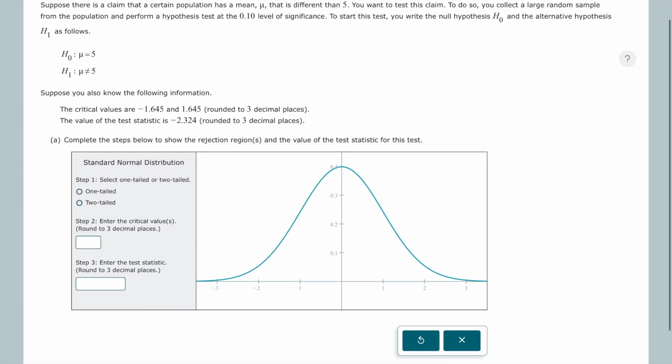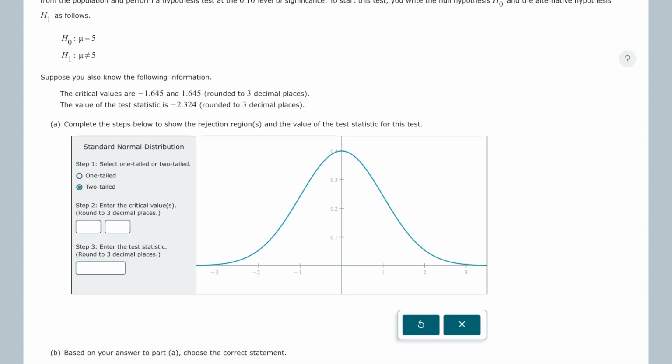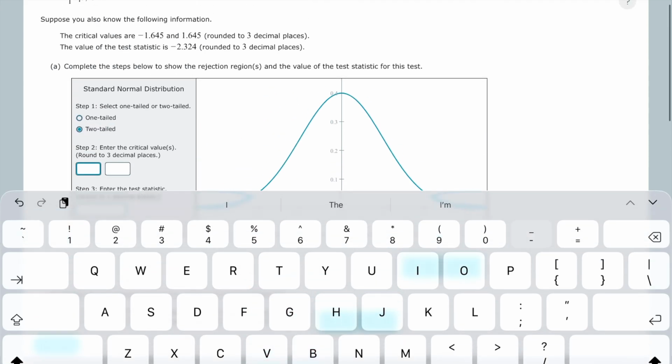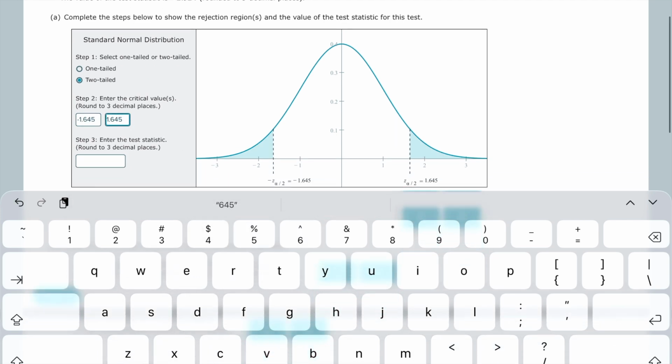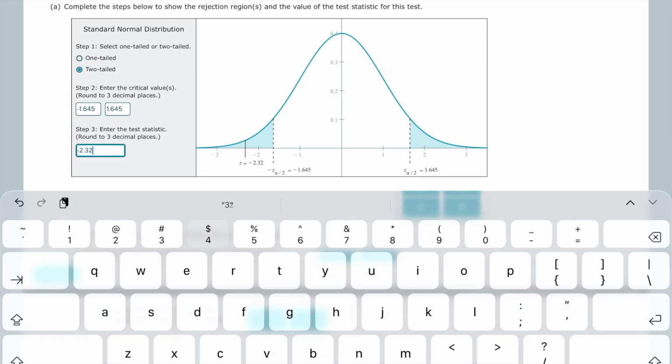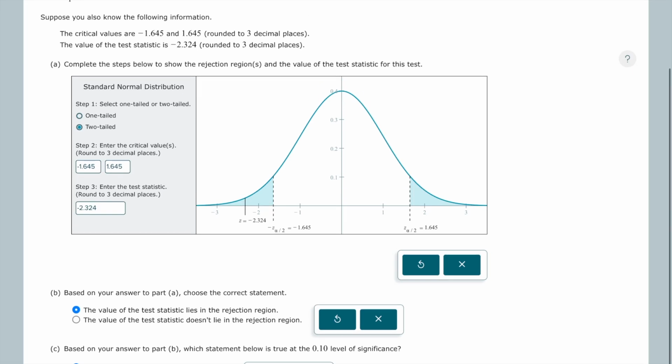All right, so this is the easy one. Don't miss this one. It gives me the null and the alternate right there. It's not equal to, so it is a two-tail test. The critical values are right there given to us, 1.645. The test statistic is right there, negative 2.324. So now we can look at it and say that this z-score is in the rejection region. So if it's in the rejection region, you are going to reject it.